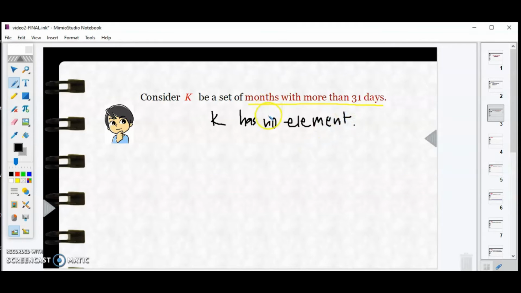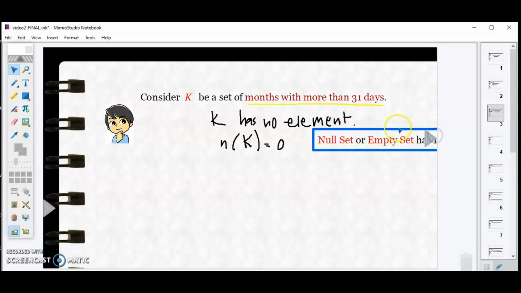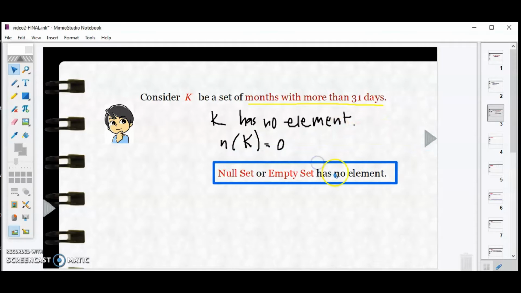And if K has no element, we can also indicate that the cardinality of the set is 0. Now, what happens if the set doesn't have an element, or the cardinality becomes 0? What do we call that set? We call that set a null or empty set. Take note, null or empty set. And what is the symbol for that? We have the empty curly braces or a circle with a slash on it. So it's either of these two symbols.